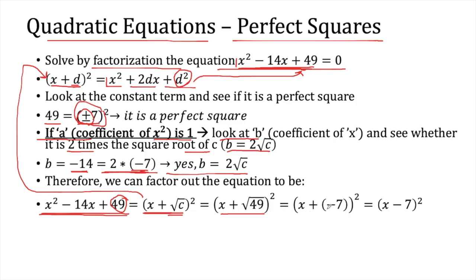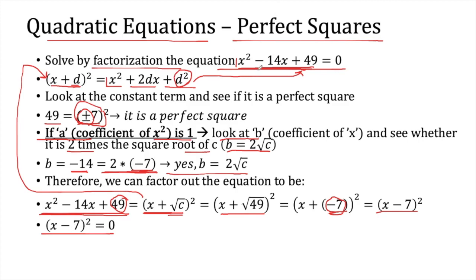And here you must be careful of which value of square root of 49 you take, because you must take the value which you used to calculate b in terms of c. So here we used b is equal to 2 times negative 7 and not positive 7, which means here as well we must use negative 7 and not positive 7. So we'll say x plus negative 7 the whole squared, and this can be simplified to x minus 7 the whole squared. And now we have our simplified equation, which is x minus 7 whole squared is equal to 0.